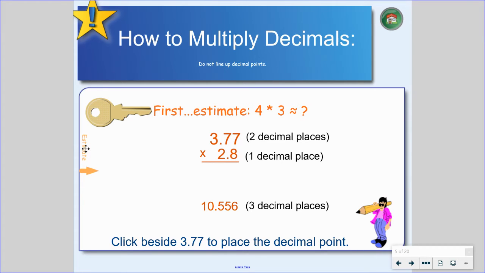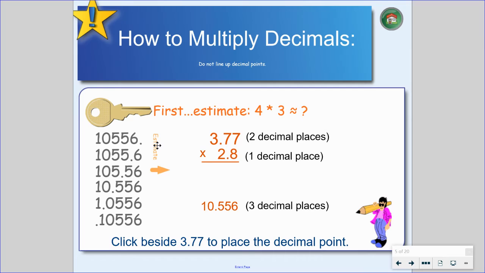Now, a couple other things to remember. Remember, go back to your estimate. Remember when we said 4 times 3 is about 12? So look at all these possibilities, and these are just a few possibilities of where to put the decimal point in between these digits of 10556. But remember that our estimate was 12 and maybe a little lower.